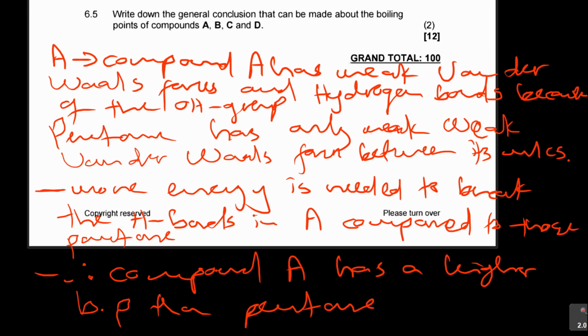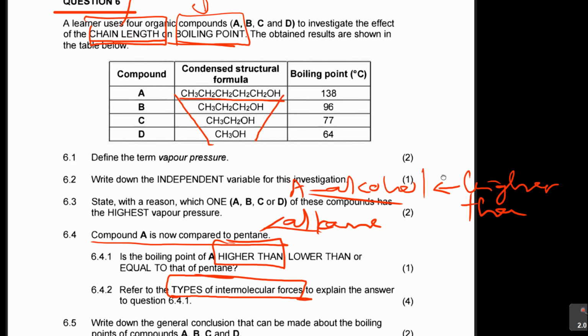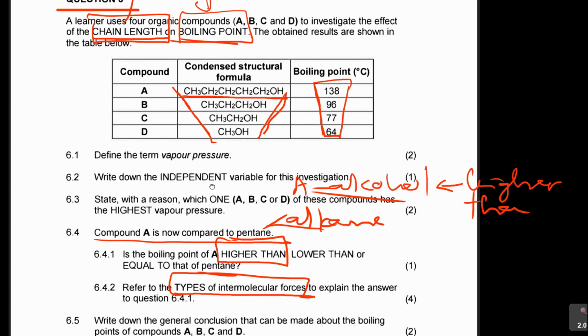Try to break it into points, it becomes better. And then write down the general conclusion that can be made about the boiling points of compound A, B, C, and D, what conclusion can you make? We just did. Look at this. The chain is getting smaller, but the boiling point is also getting what? Is also getting smaller. There is a trend. When the chain is getting smaller, the boiling point is also getting smaller. So you can say what they're asking you to say, the conclusion.